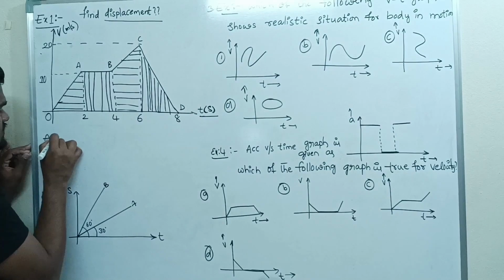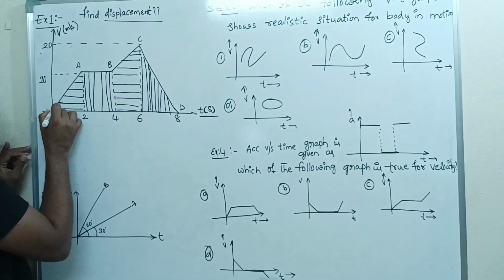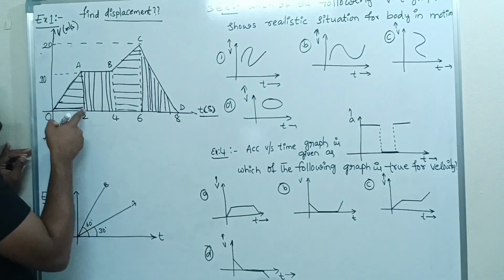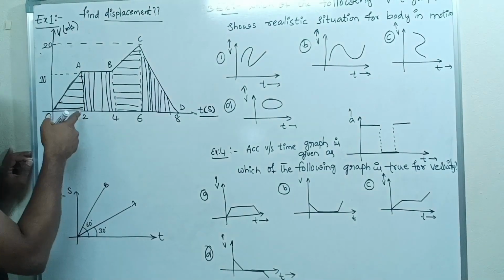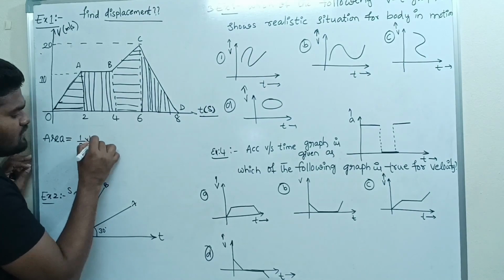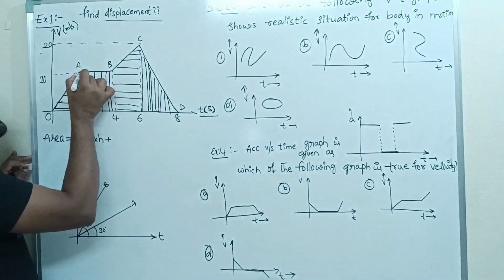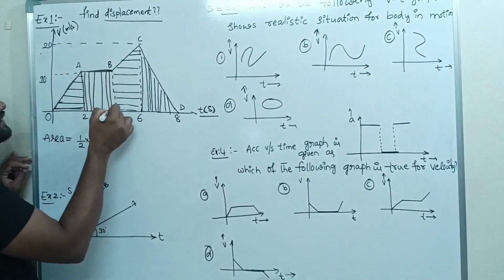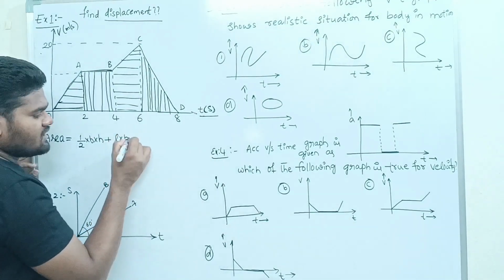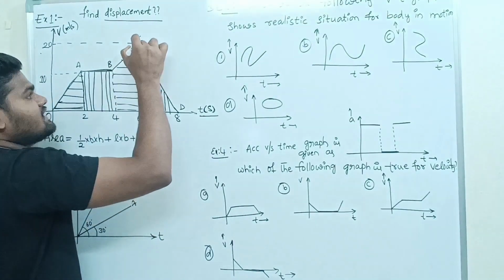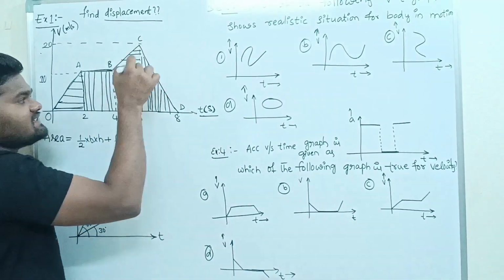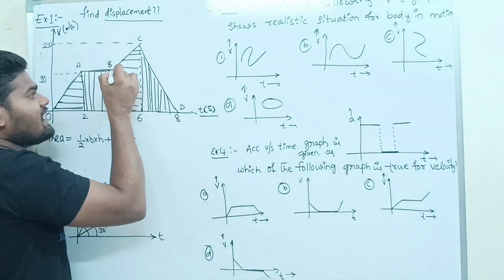So the area covered by the slope equals, have a look, from this graph it is clear that the first part is a right angle triangle. What is the area of a right angle triangle? Half into base into height, plus the area covered by the slope AB, which is a rectangle. What is the area of a rectangle? Length into breadth, plus the area covered by the slope BC. This is not a triangle, and it is not a rectangle. It is a combination of a triangle as well as a rectangle.